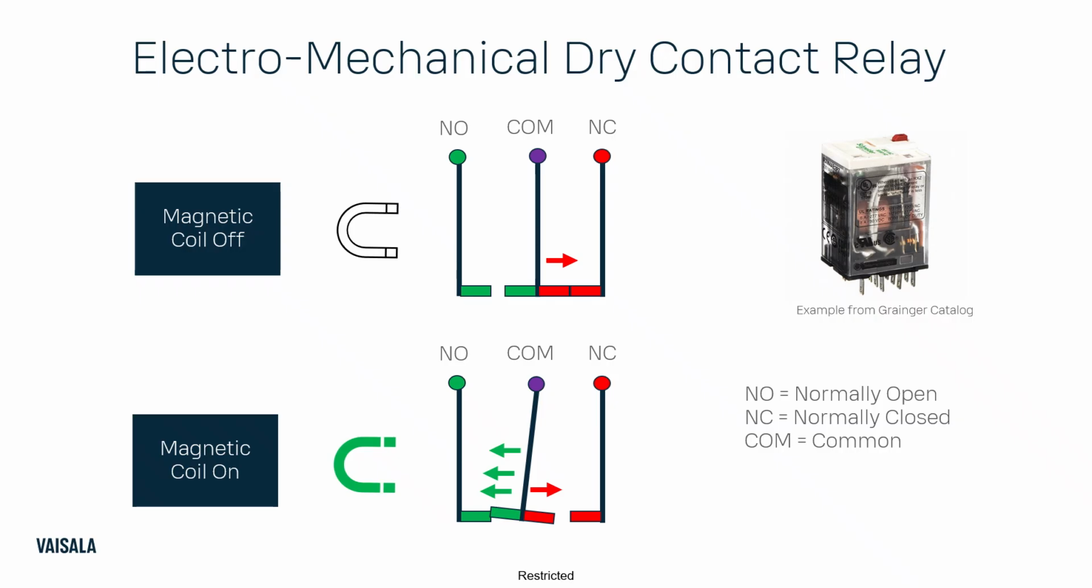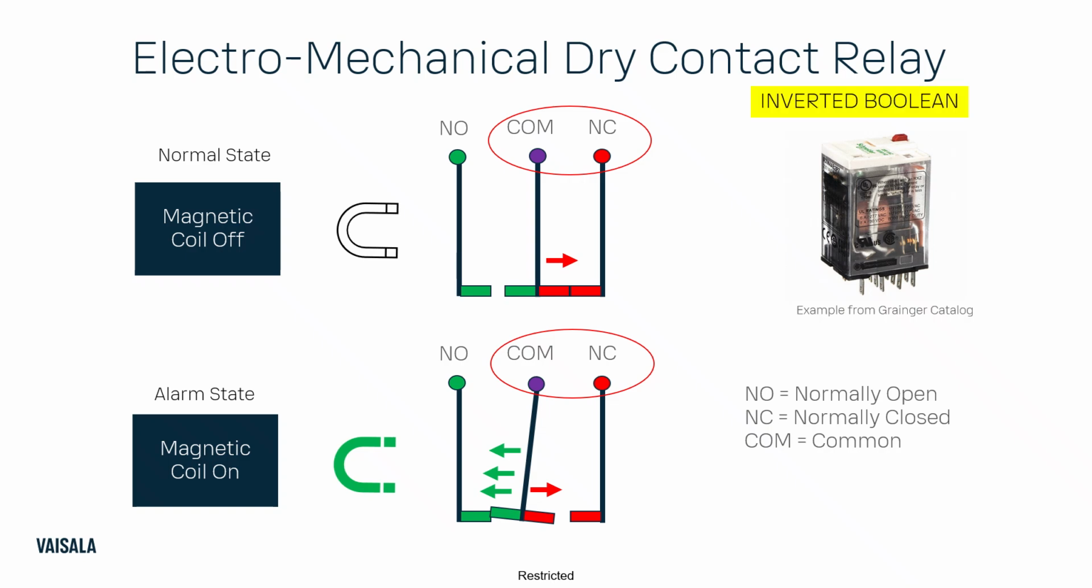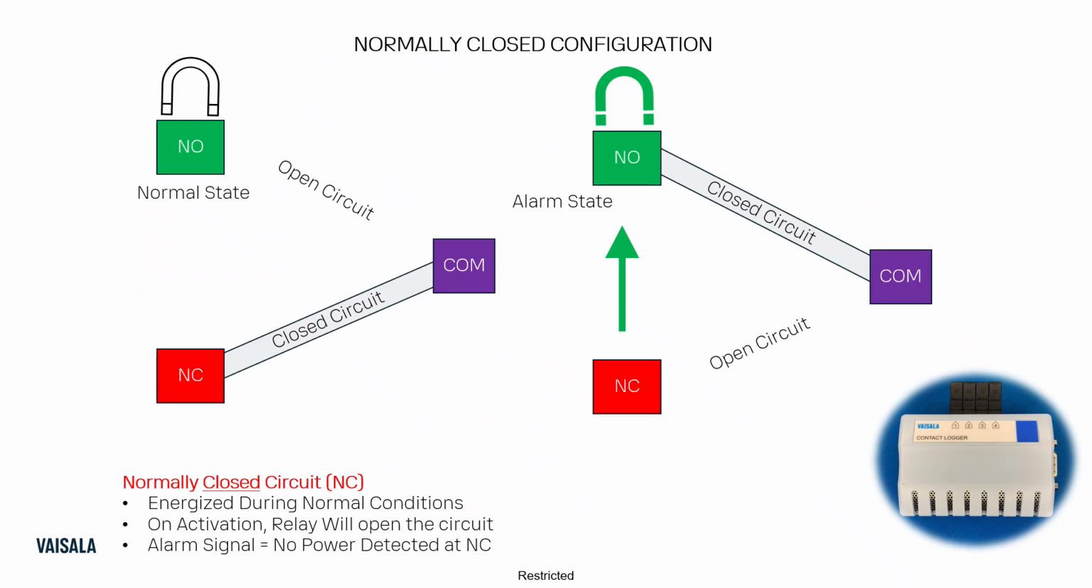So this is back to that original diagram of the electromechanical dry contact relay. And it's basically the same schematic, except we're looking at the COM and the normally closed contacts. Now, this has the behavior where the normal state is a closed contact, and the alarm state is an open contact. So this needs to be configured as an inverted Boolean. And I'll get into how to do the inverted Boolean.